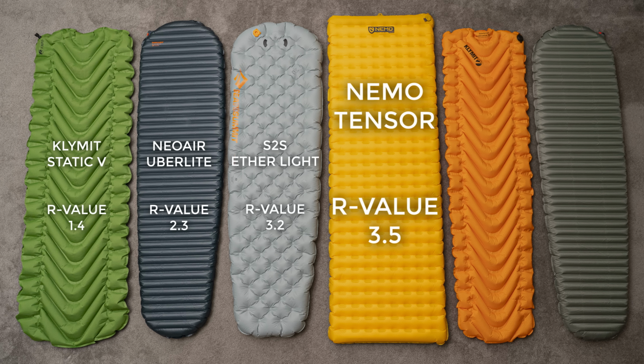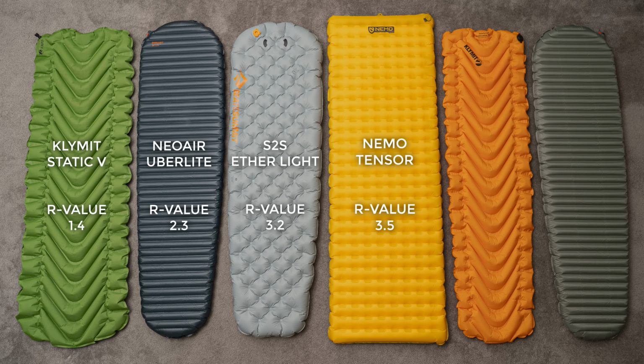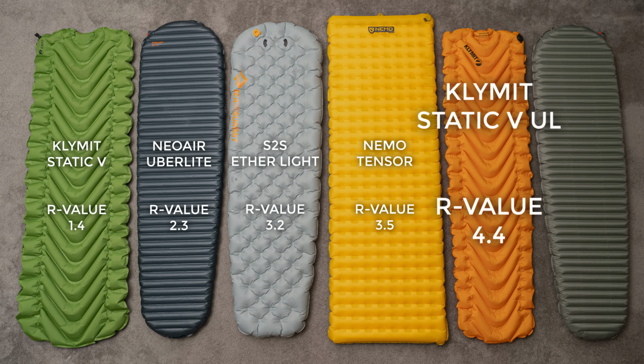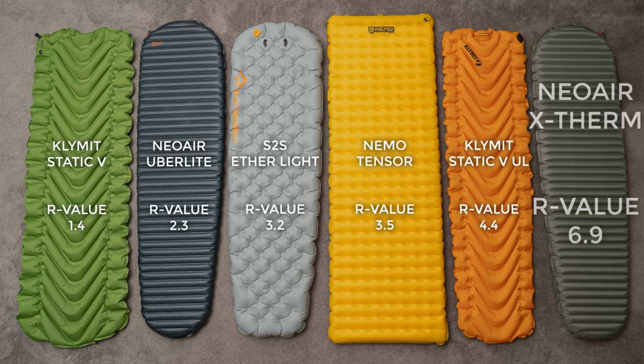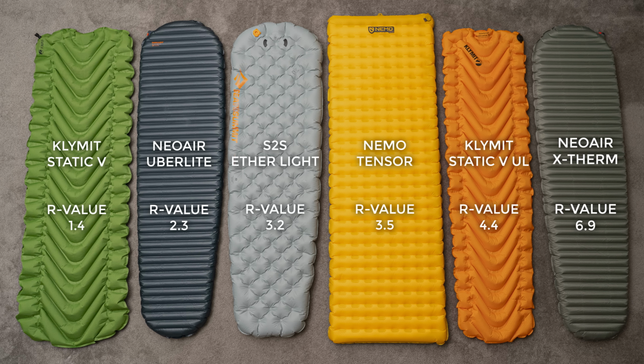After that is the Nemo Tensor. This is also an insulated version with an R value of 3.5. And then we have the Climate Static V. This is the ultralight insulated version, which has a claimed R value of 4.4. More on that claimed R value later. And finally, we have the Thermarest Neo-Air X-Therm with its famous R value of 6.9.